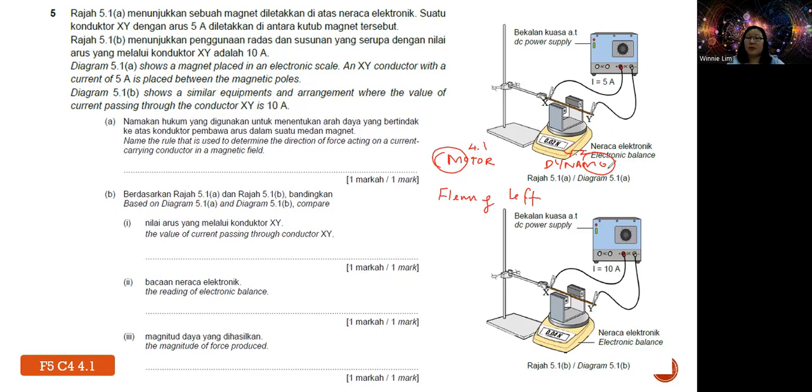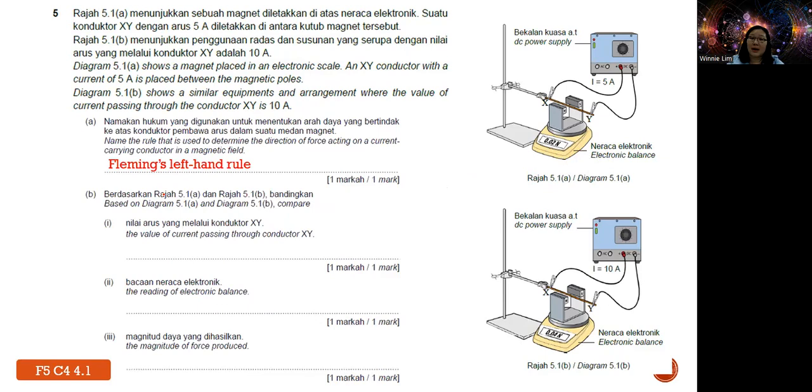If it is the vice versa idea, that means you cause motion to produce induced current, then you are using Fleming right in order for you to determine the direction of induced current. So for this context, you are using Fleming left-hand rule. Okay, based on 5.1a and 5.1b, compare the value of current passing through XY. So this one is direct, they already tell you the magnitude, which is 5 ampere and 10 ampere. Of course, 5.1a is less, or vice versa.